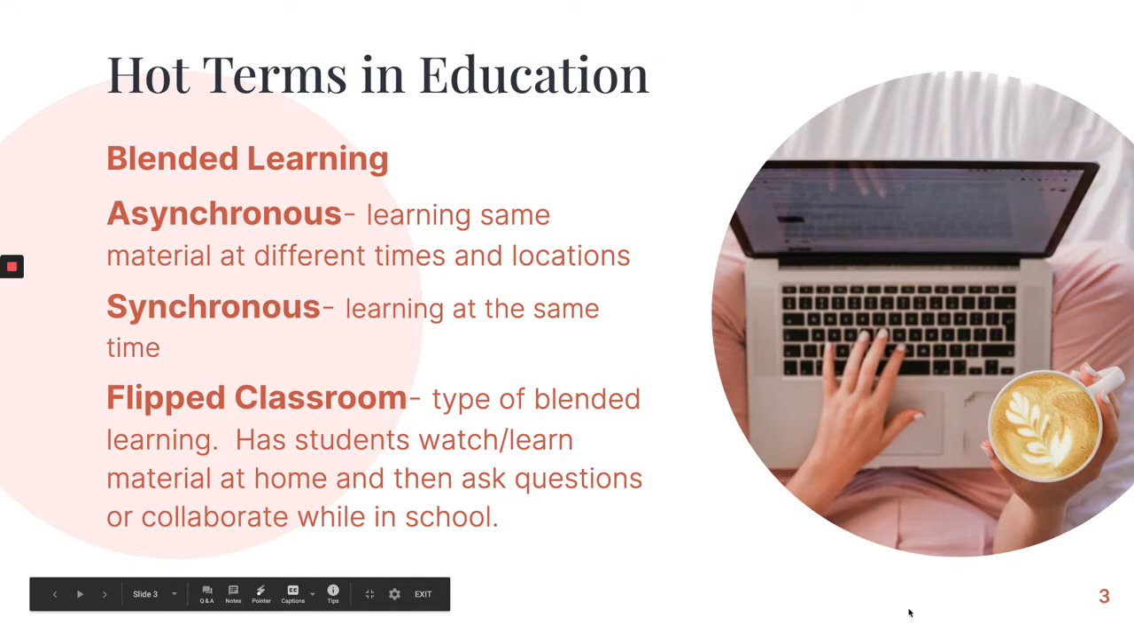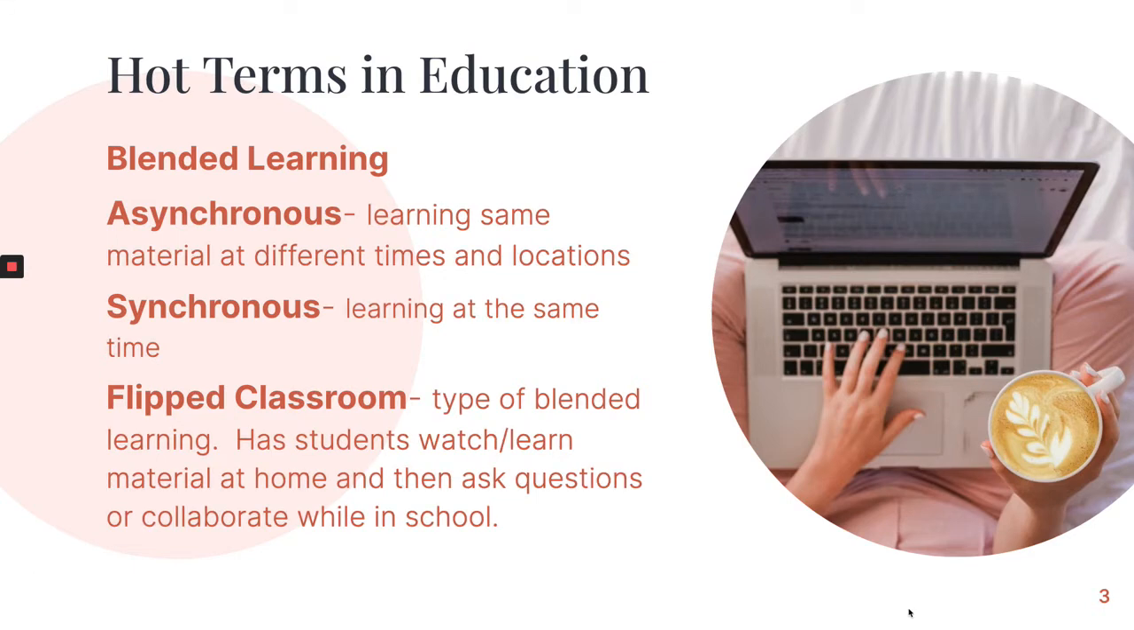There's a lot of hot terms in education right now, blended learning being one of them. And here are a couple other ones that you've probably heard said the past couple of weeks or maybe even months. So we can talk about asynchronous learning, and that is when students are learning the same material at different times and locations. Very similar to when we were remote learning and maybe you would share something with your students, but they wouldn't necessarily all be sitting down at 10 o'clock doing reading. Some students would be doing it at 9 o'clock, 1 o'clock, and so forth.